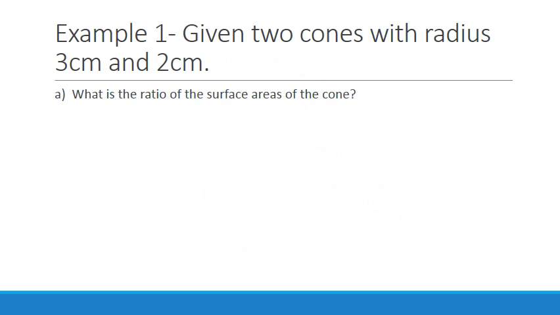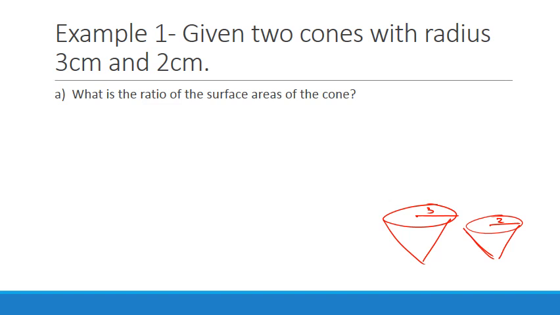So let's look at some examples using this scale factor. In example 1, given 2 cones with radius 3 centimeters and 2 centimeters, I could draw that down here. The radius is 3 centimeters for this one, and 2 centimeters for that one. I drew those quickly, but just to give you an idea. What is the ratio of the surface areas of the cones?